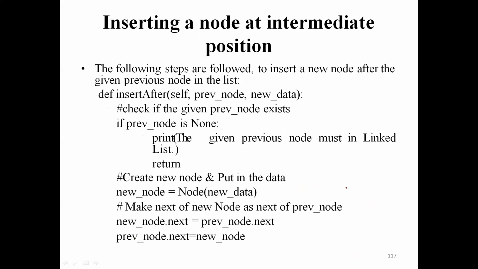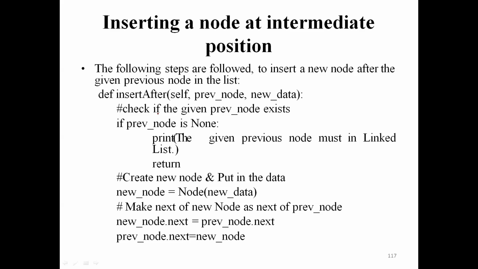So intermediate position means what? In the middle, a random one. I can insert a node previous to a particular node, or I can insert a node after a particular node. Okay, before a particular node or after a particular node. Either of these two ways you can use to insert a node at the intermediate position. You can use these two choices, either before or after. So how we are going to work it out, right?